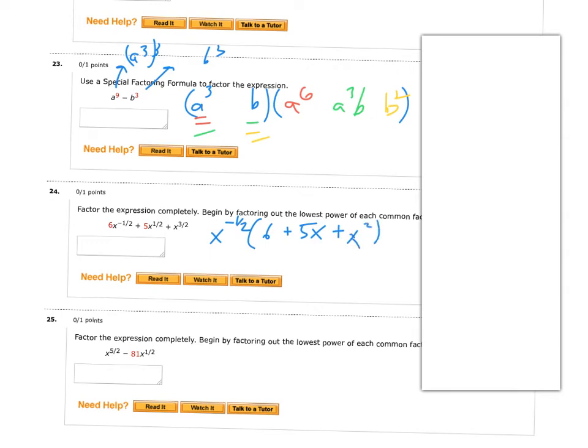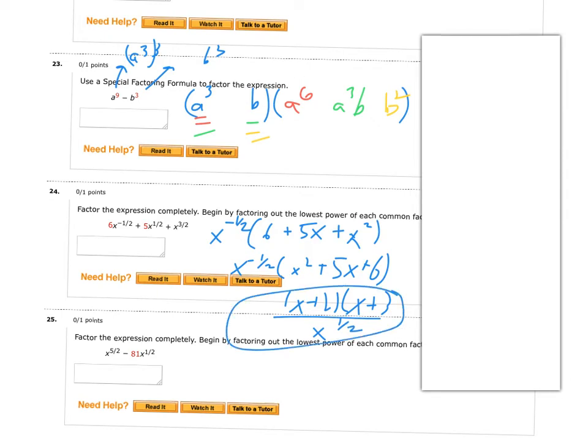So then I would just rearrange this inside and call it x squared plus 5x plus 6, and then I would factor that. So that would be x plus 2, x plus 3. And then for the x to the 1/2, I would just go ahead and throw that on the bottom and write my answer like that.